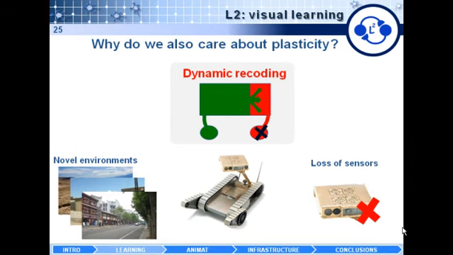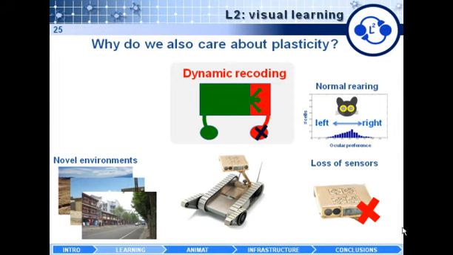In particular, if you cut a sensor in a human being or in an animal, the cortical areas which receive input from that particular lesioned sensor tend to reorganize, and the surviving senses gradually take over the cortical real estate that was previously devoted to the lost sense. And this is exactly what you find also in our simulations.